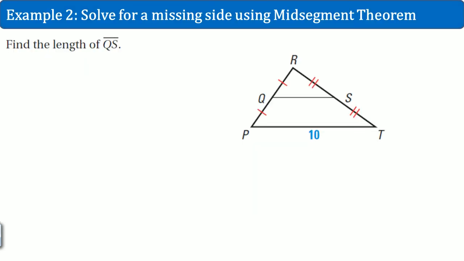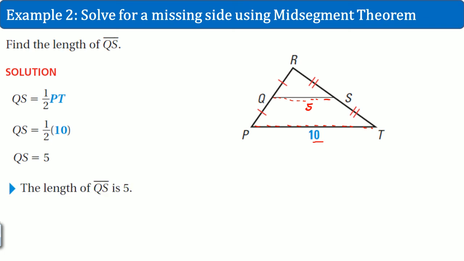All right, so find the length. We know that this is 10, so here's the solution. Set up the proportion. So I would say that QS, right here, is going to be equal to half of the PT line, which is 10. So plug it in. So QS has to be 5. There you go. It's that simple. Good?